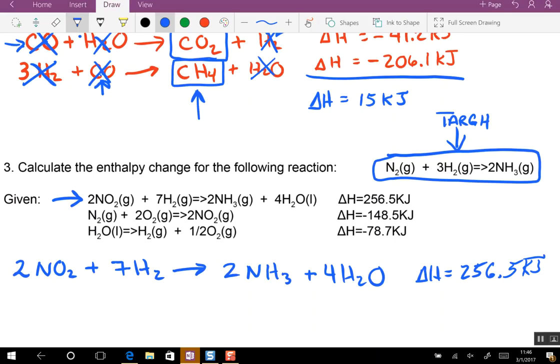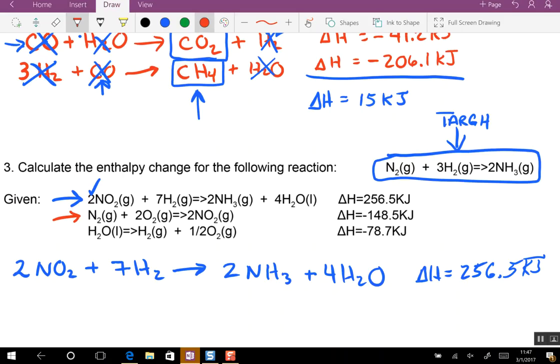And we didn't mess with it, so it stays the same. All right, let's keep going. Now, so we've taken care of this equation here.